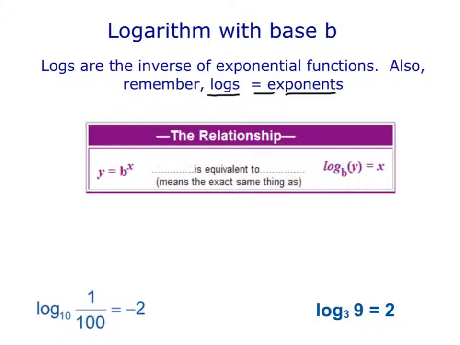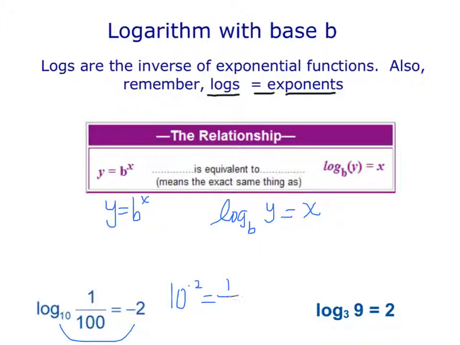So for instance, if you have y equals b to the x, then the log could be written like this. Log to the base b of y equals the exponent x. And that's what it means. So down here, if you're going to write log to the base 10 of 1 over 100 equals -2, if you're going to rewrite that as an exponential, you would say that the base, 10, to the exponent, -2, is going to equal 1 over 100. So that would convert it from log to exponential.